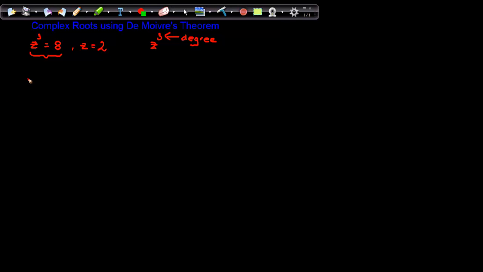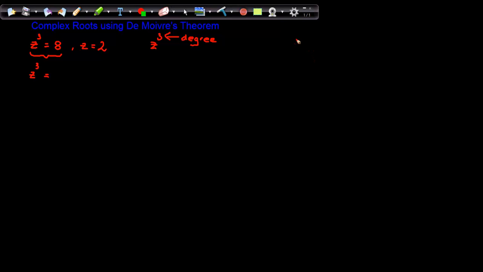Well, where are the other 2 solutions? Well, what we're going to do is we're going to write this 8 in polar form. Why? Just bear with me for a moment.